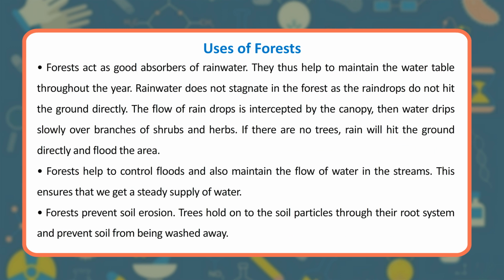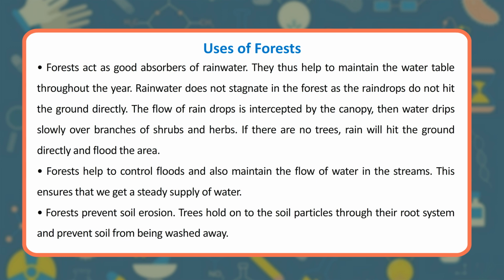Forests act as good absorbers of rainwater. They thus help to maintain the water table throughout the year. Rainwater does not stagnate in the forest as the raindrops do not hit the ground directly. The flow of raindrops is intercepted by the canopy, then water drips slowly over branches of shrubs and herbs. If there are no trees, rain will hit the ground directly and flood the area.